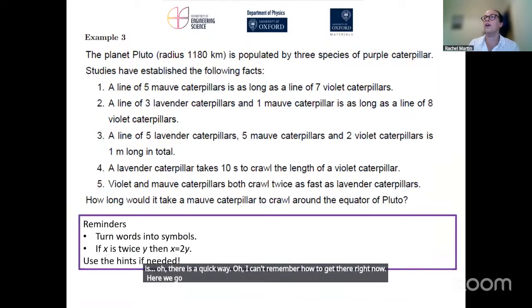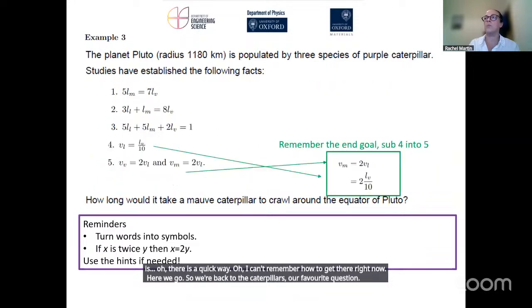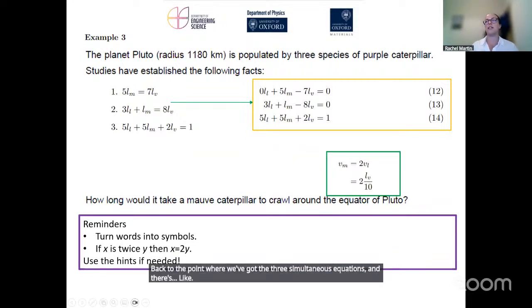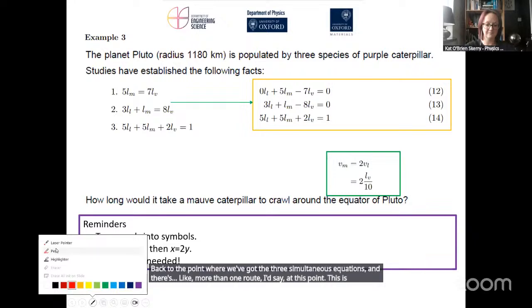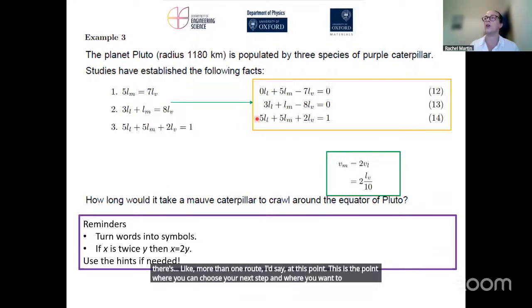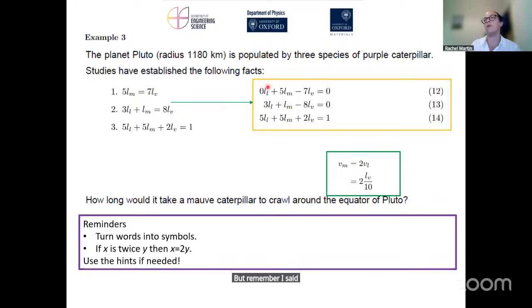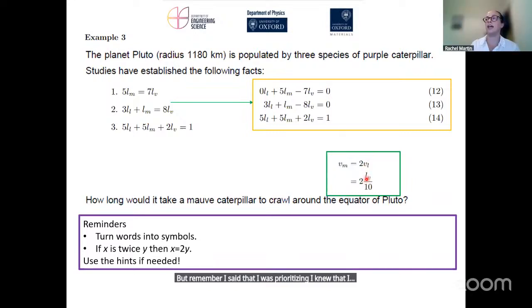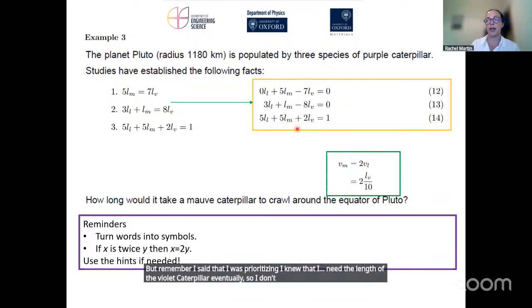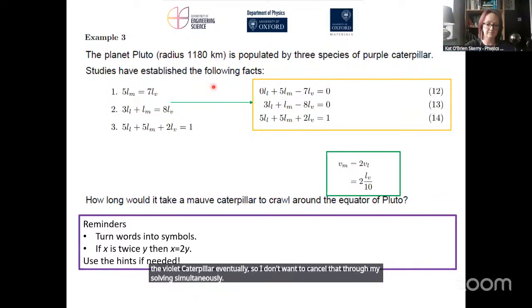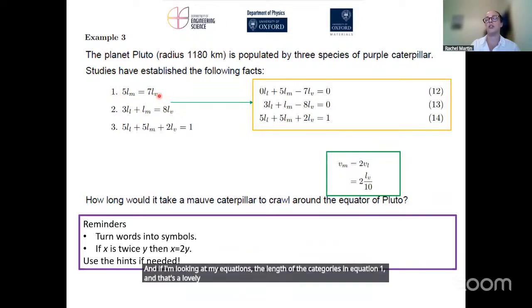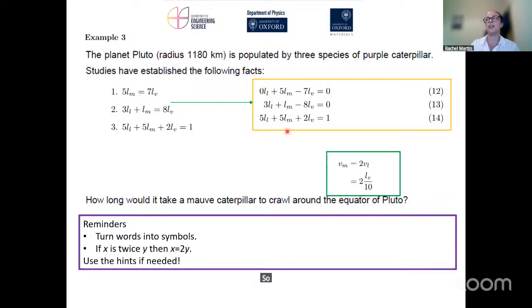Here we go. So we're back to the caterpillars, our favorite question. Back to the point where we've got the 3 simultaneous equations. And there's more than one route at this point, where you can choose your next step. But remember, I said that I was prioritizing. I knew that I need the length of the violet caterpillar eventually, so I don't want to cancel that through my solving simultaneously. The length of the violet caterpillar is in equation 1, a lovely simple equation with only 2 terms. So I probably don't want to cancel in my substitution the length of the mauve caterpillar.